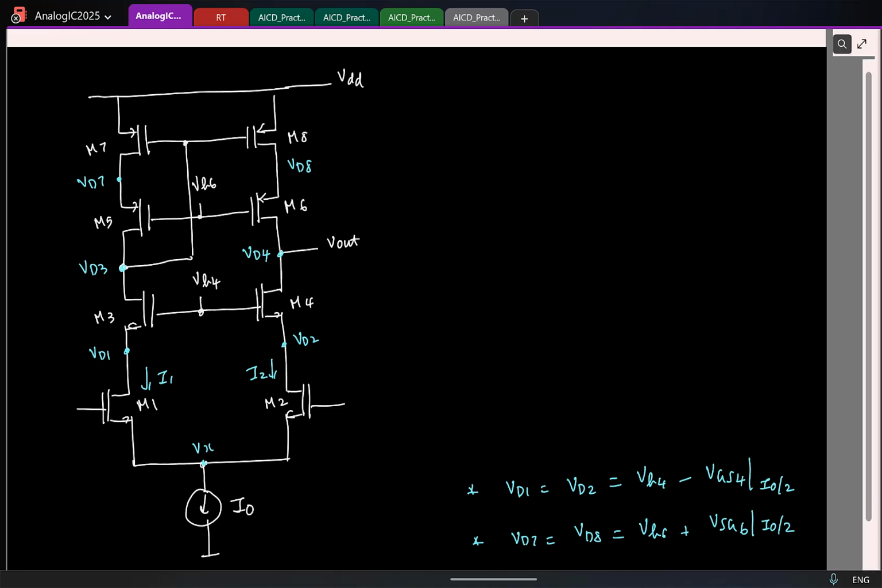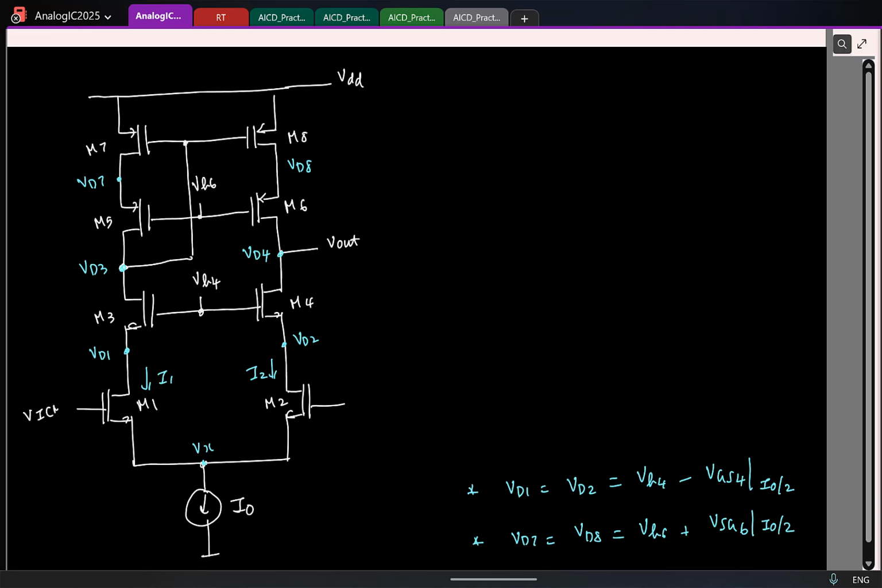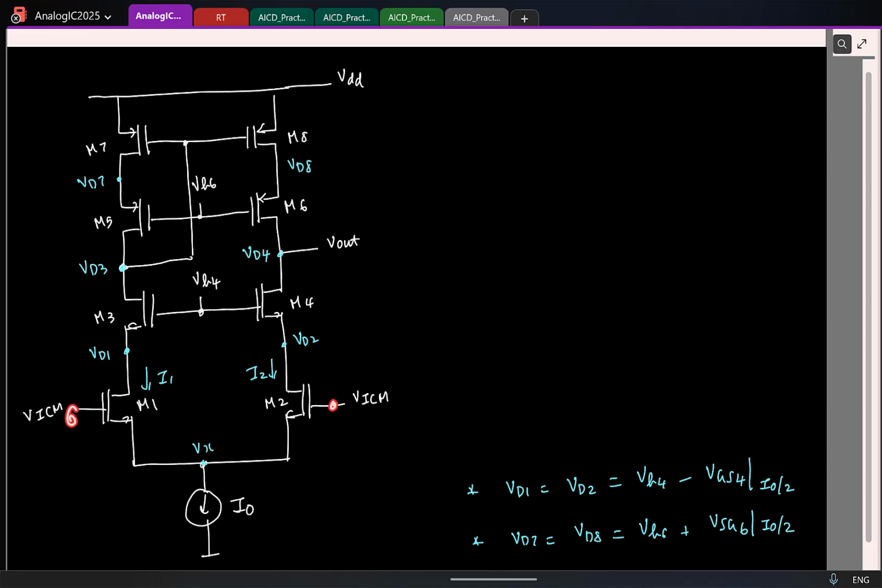So here I'll assume that I have the ICM, the input common mode, because I know in negative feedback both the inverting and non-inverting terminals will be at the same potential. I am calling that VICM. So I'll replace this with a NMOS transistor. This is biased at a current I0, transistor is M0. So let's try to find the range for VICM.